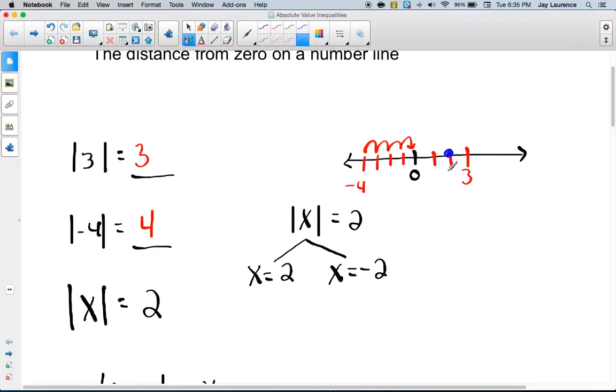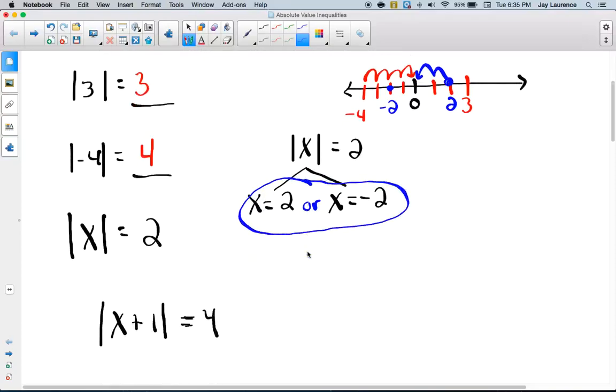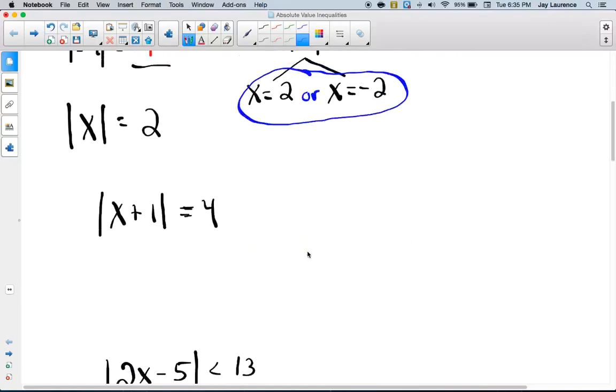How many spaces is 2 away from 0? Well, silly, it's 2 spaces away. But negative 2 is also 2 spaces away. So the absolute value of x equals 2, what does x equal? Well, x equals 2, or x equals negative 2. Yeah, there's 2 solutions to it, right? Okay, let's see how to do this one.